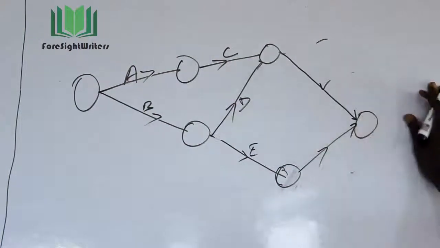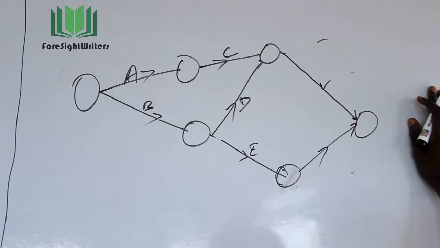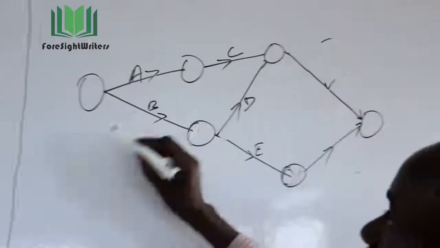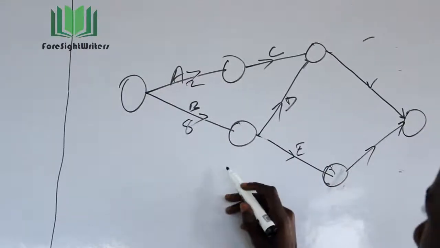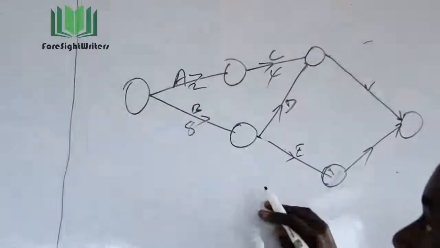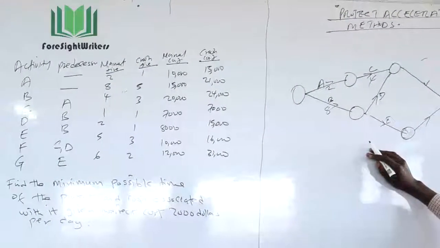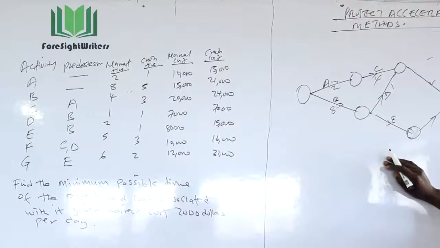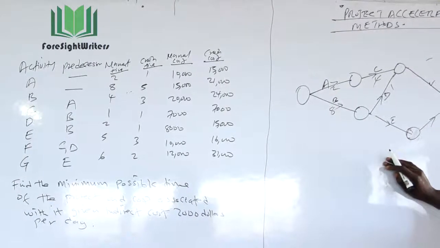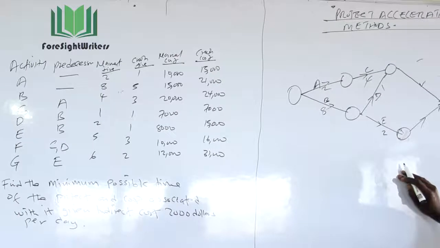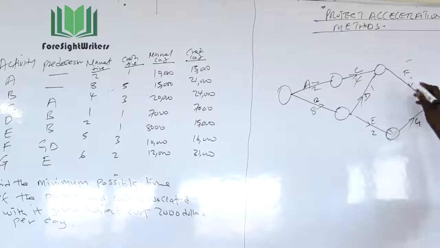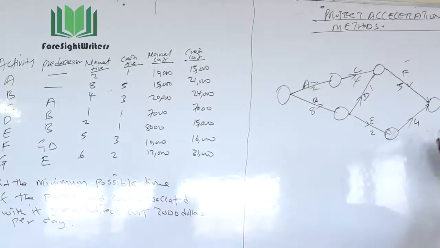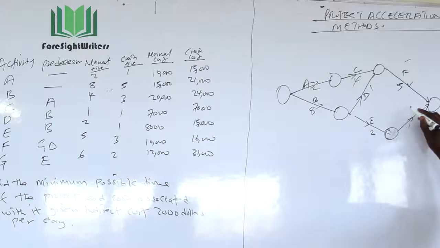Okay. Now, next, once you've already drawn the model, the next thing that I need to do is to insert what we call the normal time for each and every activity. Activity A was given to be 2 days. Activity B was given to be 8. Activity C is 4 days. Activity D is 1 day. E is 2 days, and then F is 5 days, and then G is given to be 6 days.